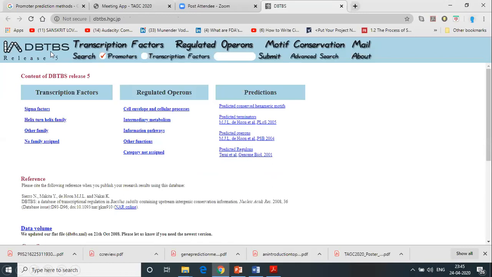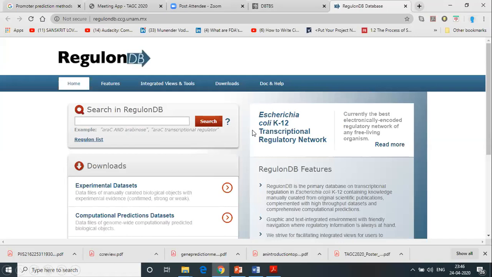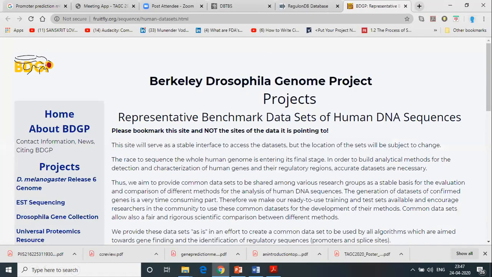Another database, DBTBS, helps to find specific transcription factors of a given family, because transcription factors have helix-turn motifs, and you can predict hexameric motifs, predicted terminators, operons, and regulons. This is another software you can use for that. One more is called RegulonDB. It can be used for regulators, and it is specifically used for prokaryotes, especially Escherichia coli and a few other prokaryotic species. You can find what the promoters of the given prokaryotic species are.